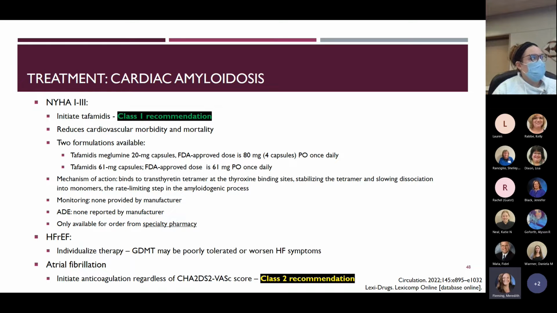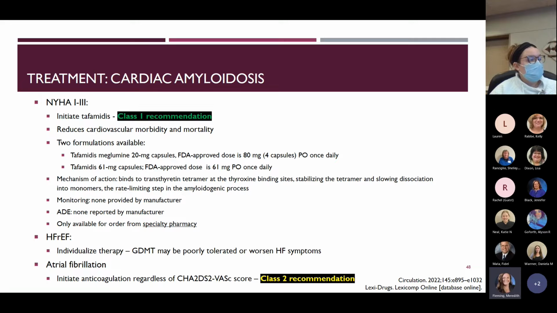But the specific dosing recommendations are available here on the slide for each of those formulations. Just to point out that they are not one-to-one conversions. So the tafamidis meglumine is 20 milligram capsules, and it's dosed 80 milligrams once daily, while the other is just a 61 milligram capsule. There is no monitoring or adverse events that have been reported by the manufacturer. I'm assuming this is because this is still a very new medication, so there will hopefully be more information to come out.